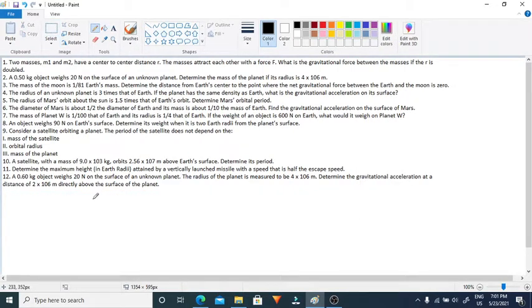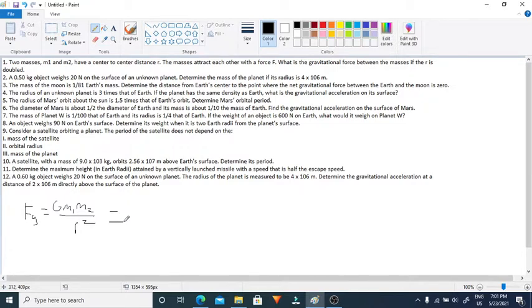A 0.5 kilogram object weighs 20 newtons on the surface of an unknown planet. Determine the mass of the planet if its radius is, that's supposed to be 10 to the 6th, sorry, 4 times 10 to the 6th meters. So once again, we'll write the same equation.